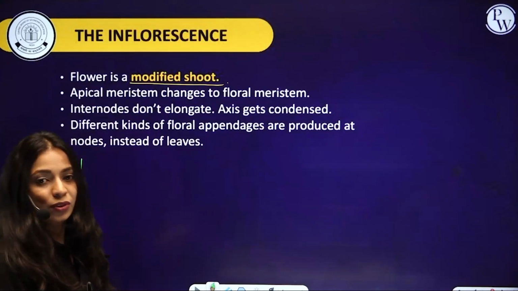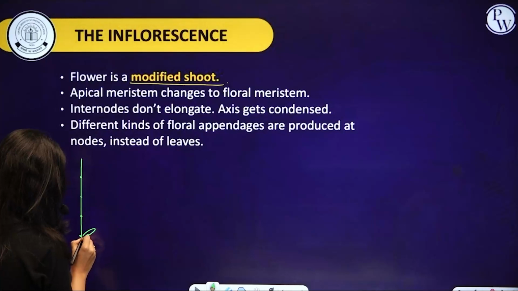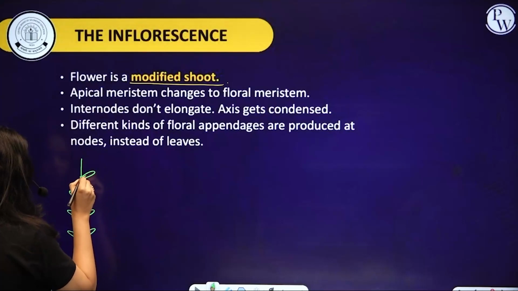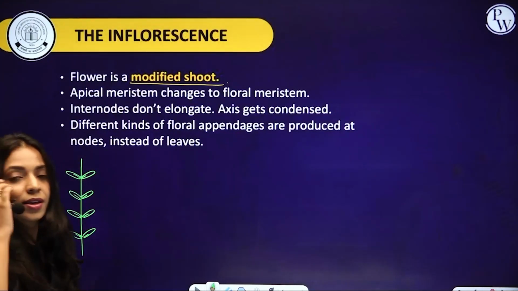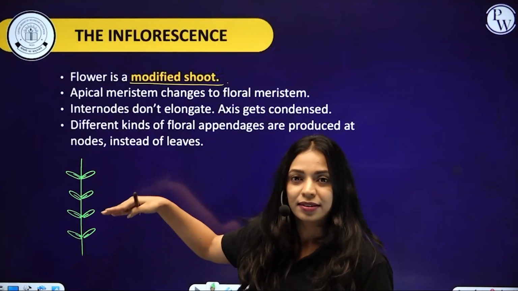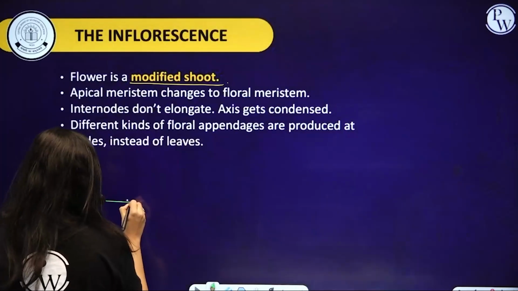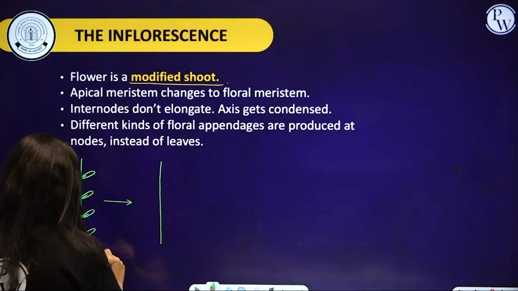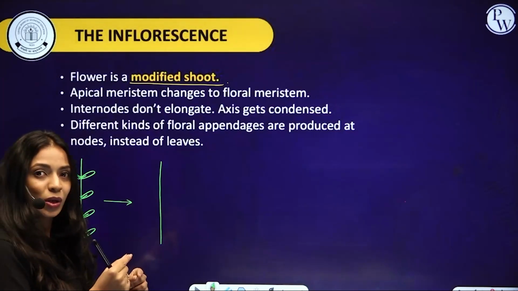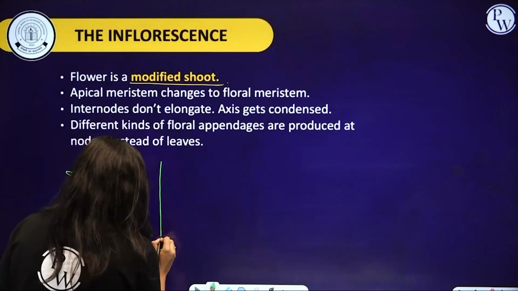At the nodes, we know that leaves will arise, right? So on this stem, I will draw a few leaves. From each node, I'm drawing 2 leaves arising. Okay. So what happens in flowers is, the leaves that are present here will modify into floral parts. So what happens is, the leaves present in the lowermost node that I've drawn here will become reduced, smaller and form the calyx of the flower.